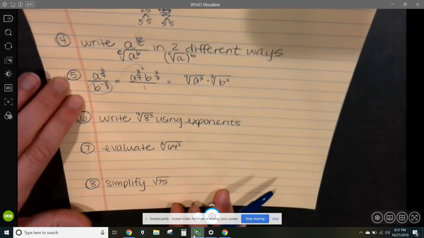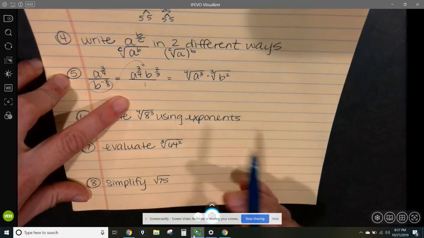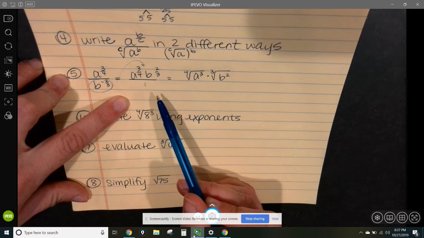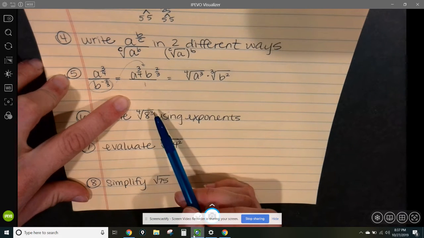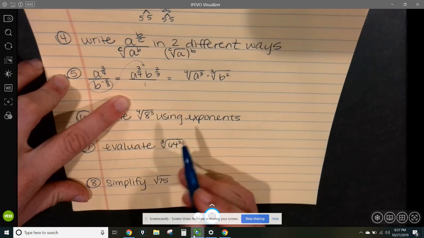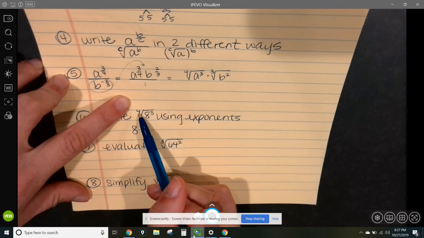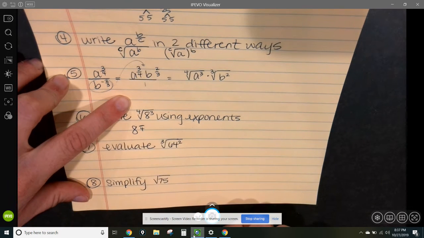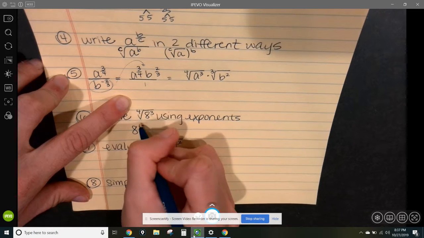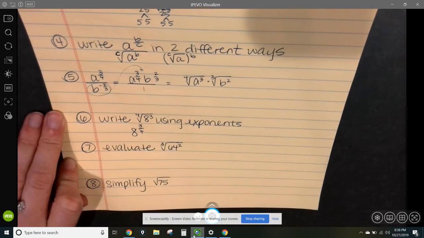Number 6, you have to rewrite the 4th root of 8 cubed using exponents. So it's kind of the opposite of what we were just doing. We took the exponents and wrote it in the radical form. Now we're going to take the radical form and write it in exponents. So I know my base is 8. The denominator is always the thing outside the radical. So I'm going to put that in the denominator of my exponent. And then this little 3 is the numerator. So 8 to the 3/4.